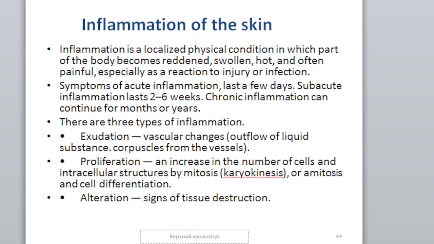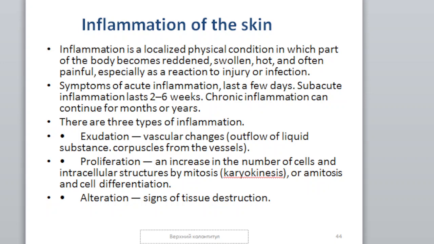Inflammation is a localized physical condition in which part of the body becomes reddened, swollen, hot, and often painful, especially as a reaction to injury or infection. Symptoms of acute inflammation last a few days. Subacute inflammation lasts 2 to 6 weeks. Chronic inflammation can continue for months or years. There are 3 types of inflammation.